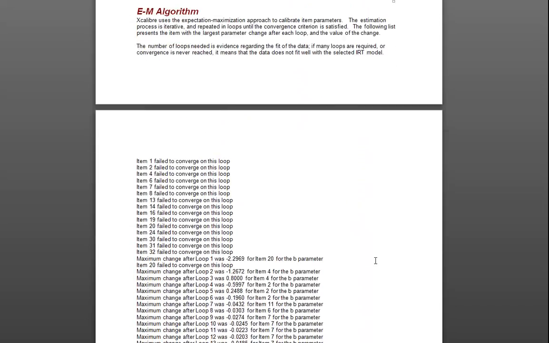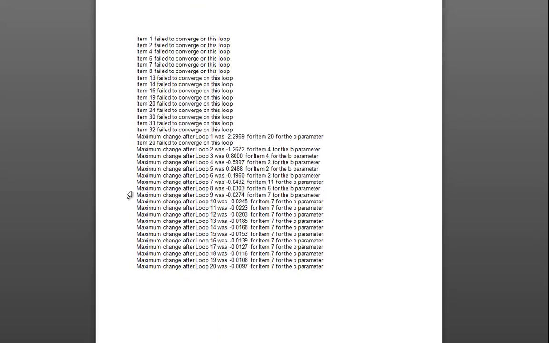The next section of the output provides results of the EM algorithm. That is, Xcalibre uses a loop-based expectation maximization approach using marginal maximum likelihood to calibrate the item parameters. This is an iterative process and goes through each of the loops until the accuracy specification is met or until you meet a certain maximum number of loops. So you can see this analysis here was set to reach a maximum of 20 loops, and after hitting loop 20, it stopped and produced the rest of the analysis.